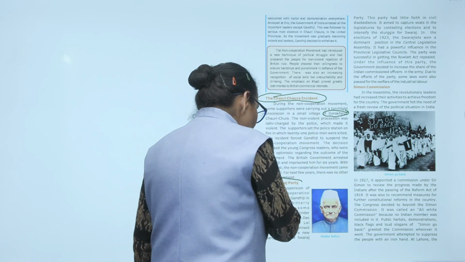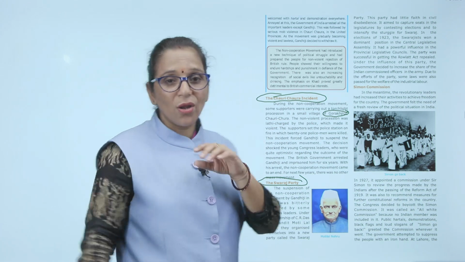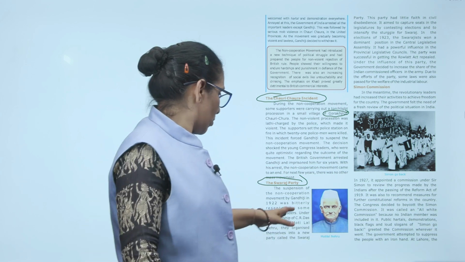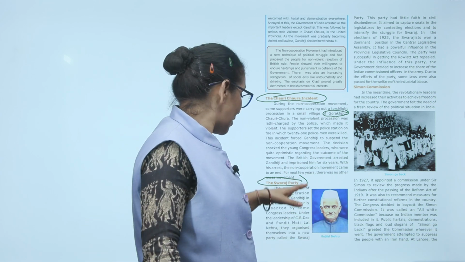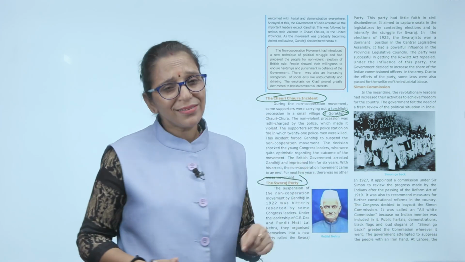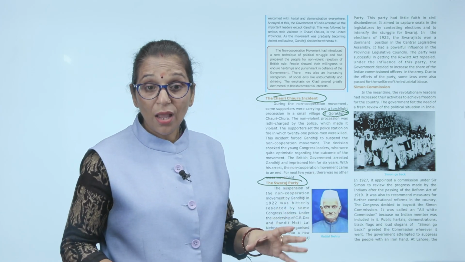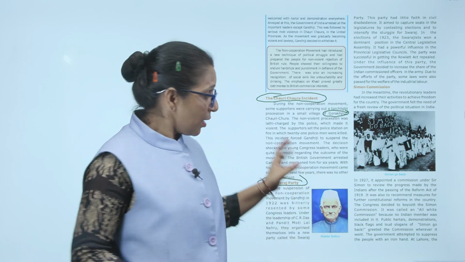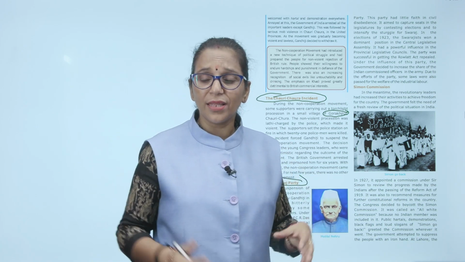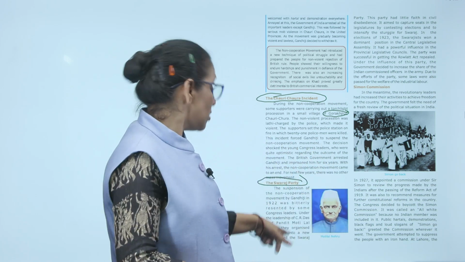Moving to the Swaraj Party, the suspension of the non-cooperation movement by Gandhiji in 1922 was bitterly resented by some Congress leaders. Means some Congress leaders did not like this. Many people sacrificed in the non-cooperation movement. Just for one incident, Gandhiji has taken it back. So those leaders were C.R. Das and Pandit Motilal Nehru, and they came out of the INC and made their own party, which is known as the Swaraj Party.